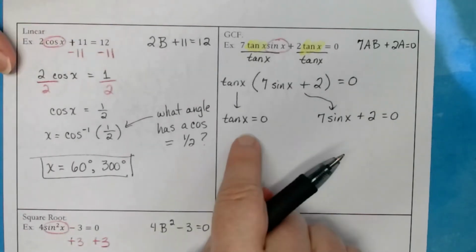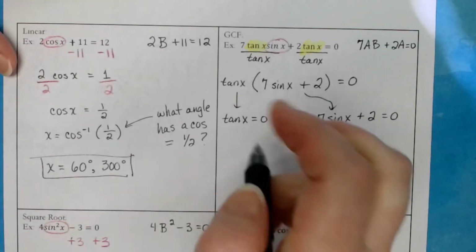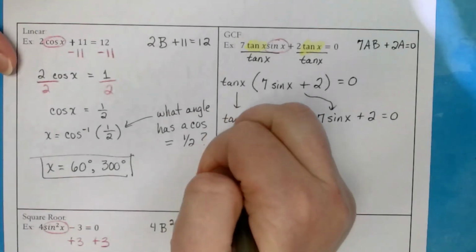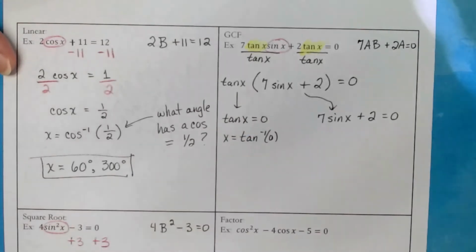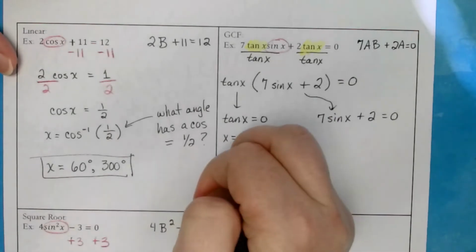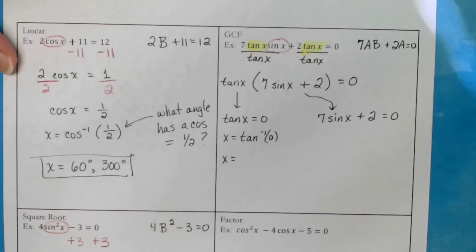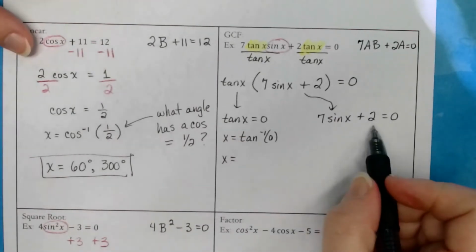One of them's already solved for us. All we need to know is where on my unit circle is the tangent 0. Well, that's not a problem. We'll look that up later. We'll just put in a little spot here so we know we need to find the answer. This one, super easy, right?